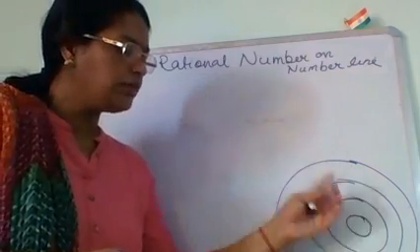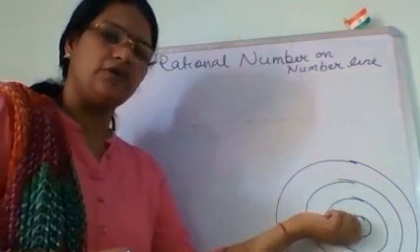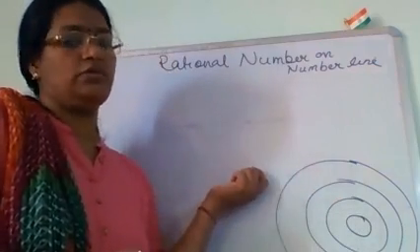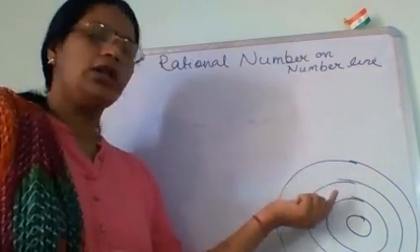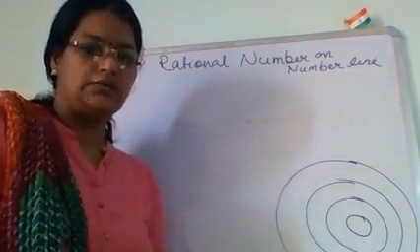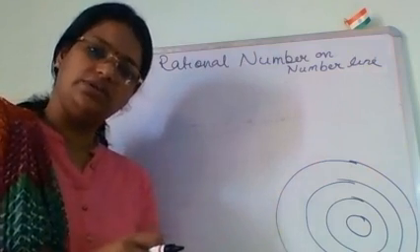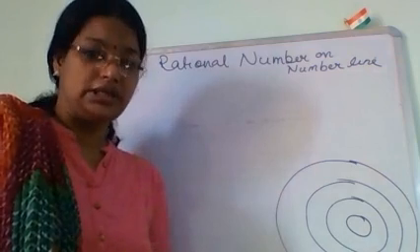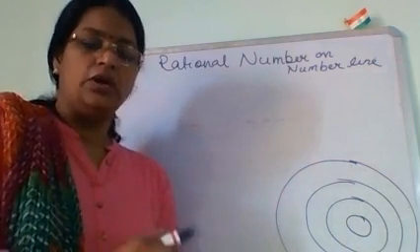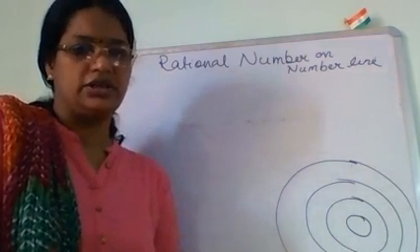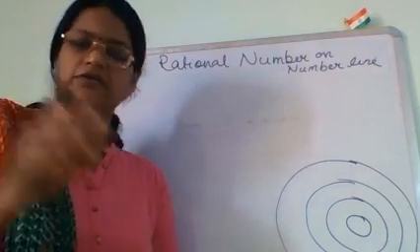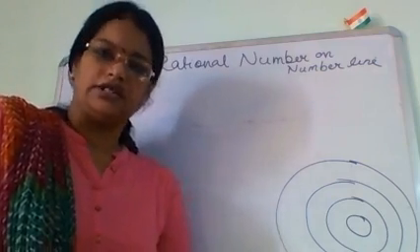All the properties which natural numbers follow automatically go to rational numbers. All the properties which whole numbers follow, rational numbers follow also. All the properties which integers have, rational numbers follow. What are the properties? 0 is a whole number, so 0 is a rational number also. All counting numbers are natural numbers, so all counting numbers are rational numbers. All negative numbers are rational numbers: -1, -2, -3, -4, and so on. These all are rational numbers.